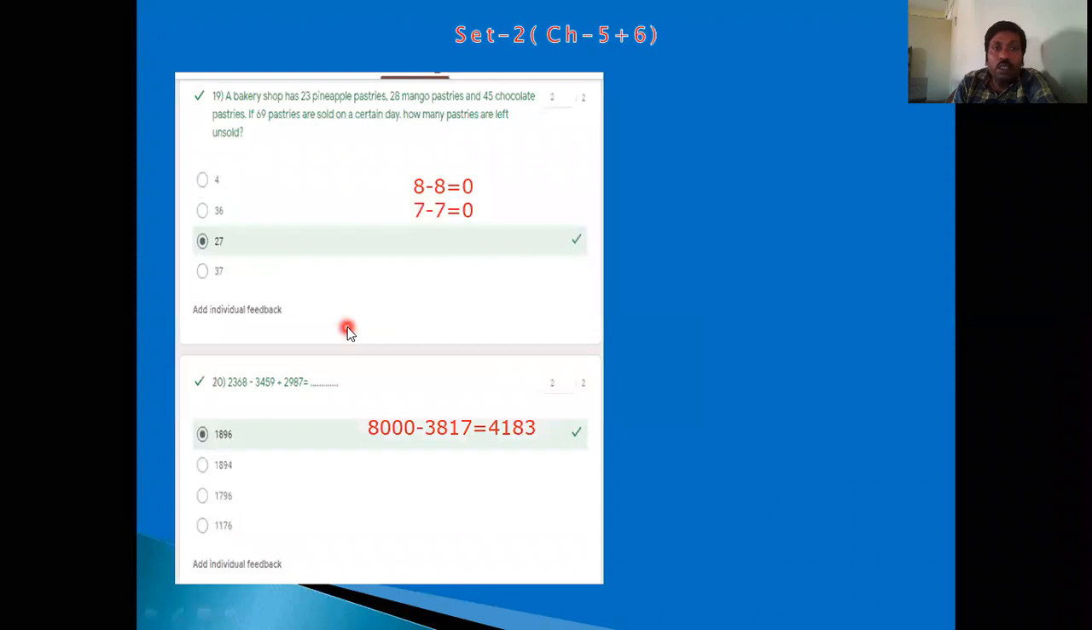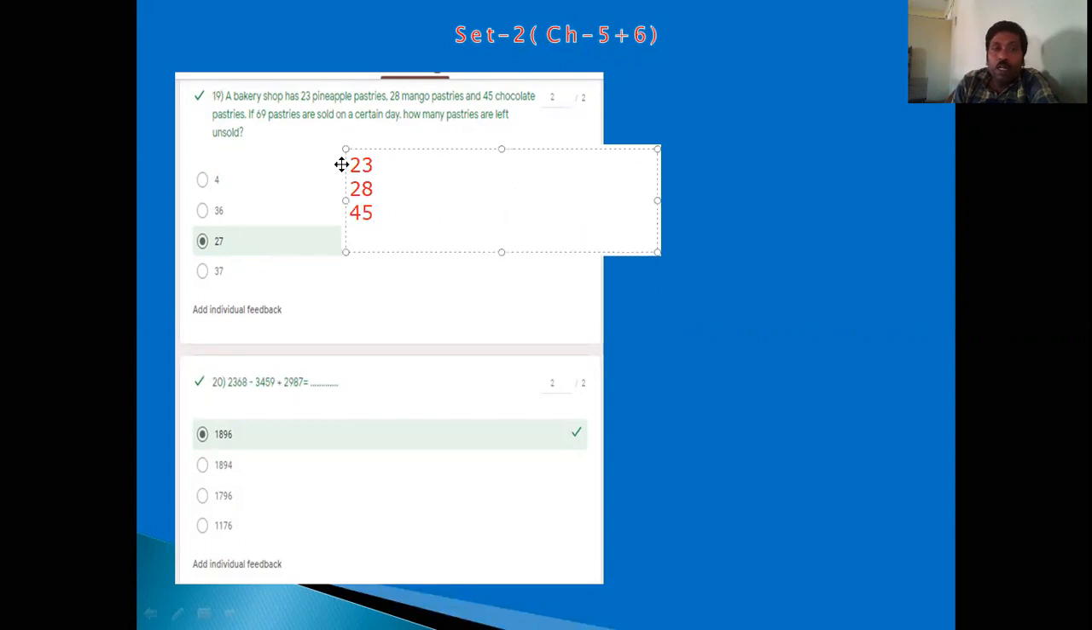Question number 19. A bakery shop has 23 pineapple pastries, 28 mango pastries, and 45 chocolate pastries. If 69 pastries are sold on a certain day, how many pastries will be left unsold? So to find the total number of pastries, we add 23 plus 28 plus 45. When we add all these three types of pastries, we get 96 pastries.